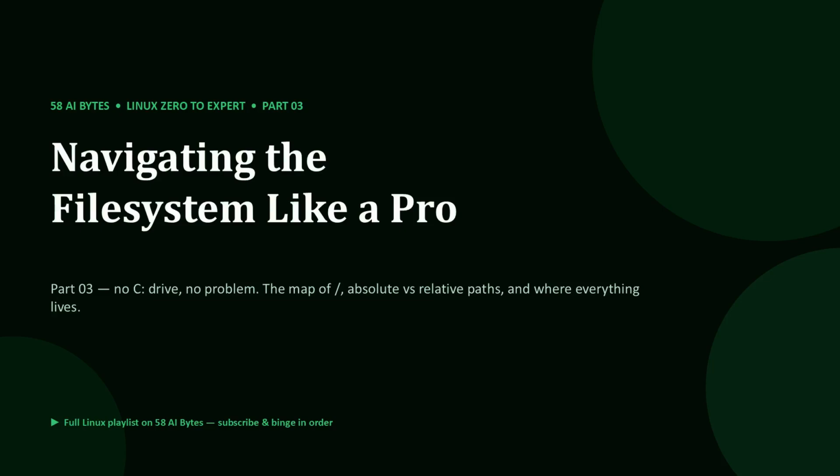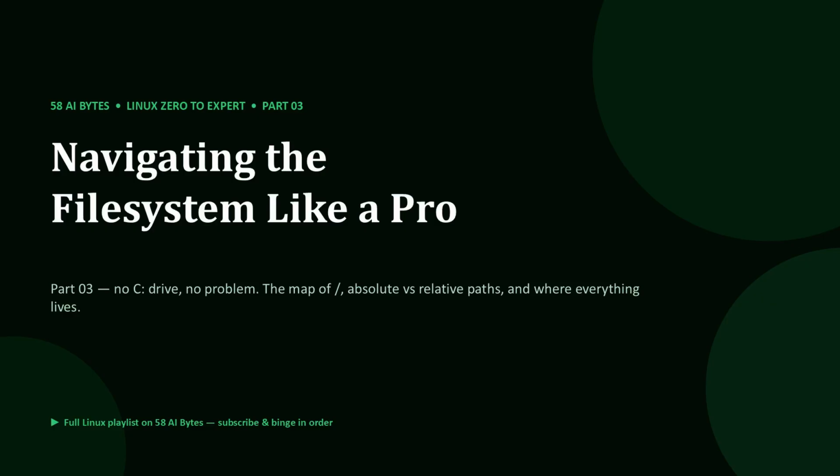Coming from Windows, the first shock is there's no C drive. Linux has one single tree of folders starting at /, the root. And once you have the map, everything on every Linux machine in the world makes sense because they all follow the same layout. Today: the map of the file system, the folders that actually matter, absolute versus relative paths, the concept that confuses every beginner, and the navigation shortcuts that make you fast. Six minutes, and you'll never feel lost in a server again.